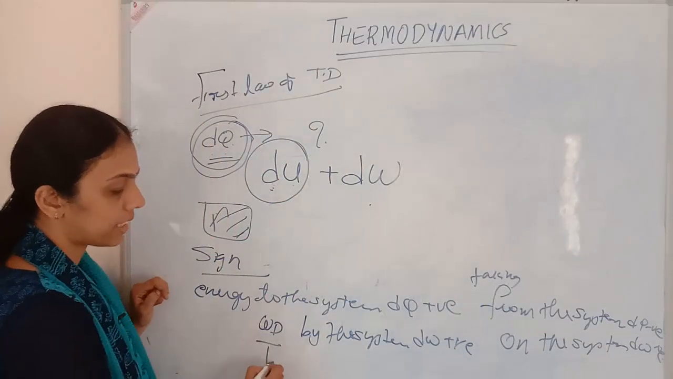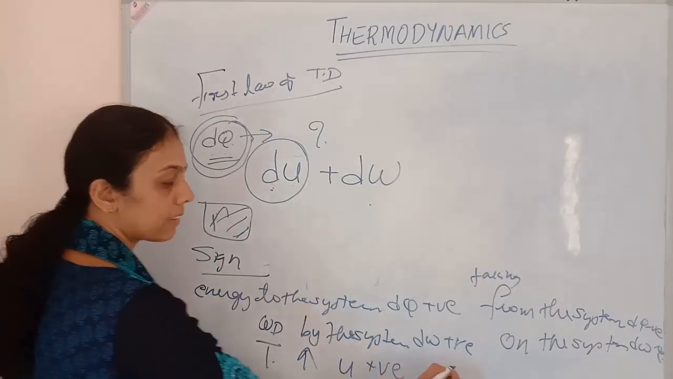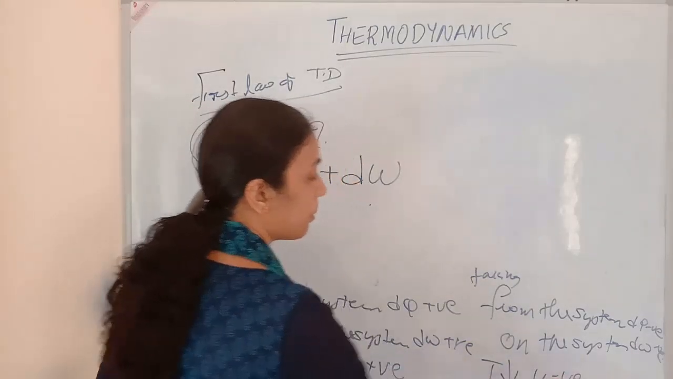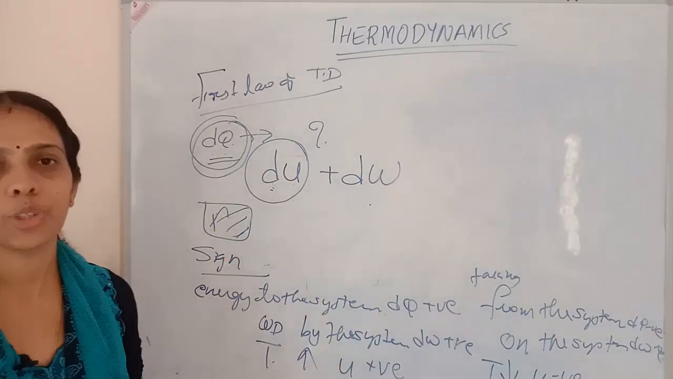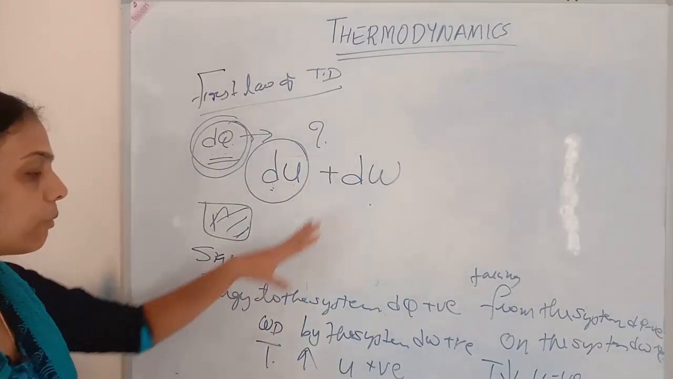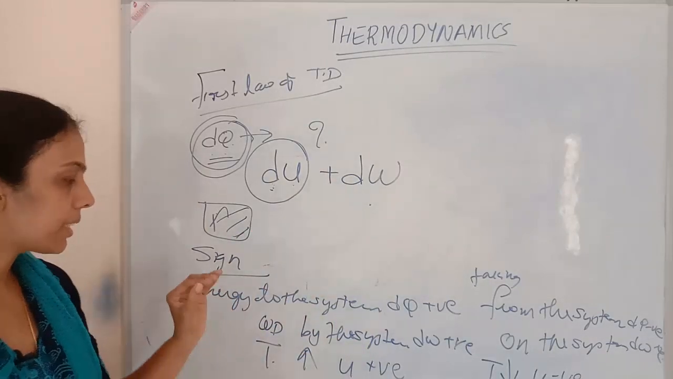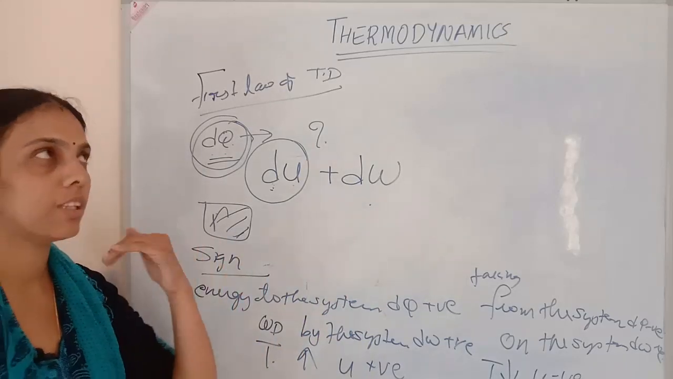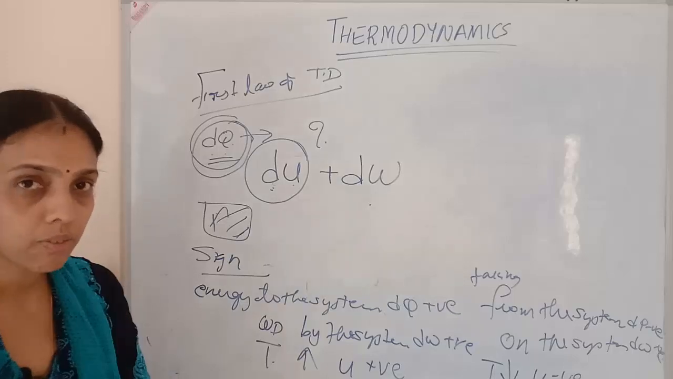And for temperature, if the temperature increases, the internal energy change will be positive, and if the temperature is decreasing, then the internal energy change will be negative. These three sign conventions you should remember. Keep all the positive quantities in mind, then the others will be negative. Otherwise, if you study it as this positive, that negative, it will be confusing for you.